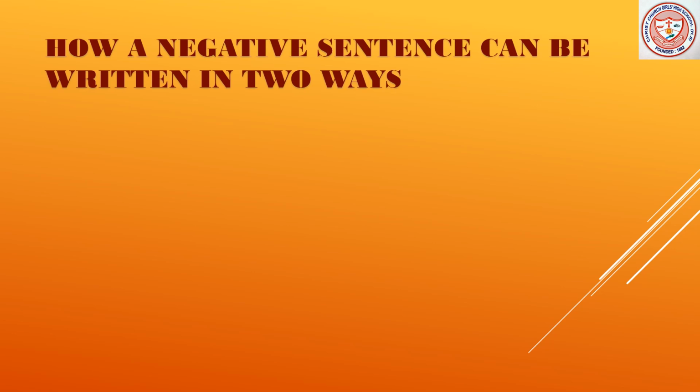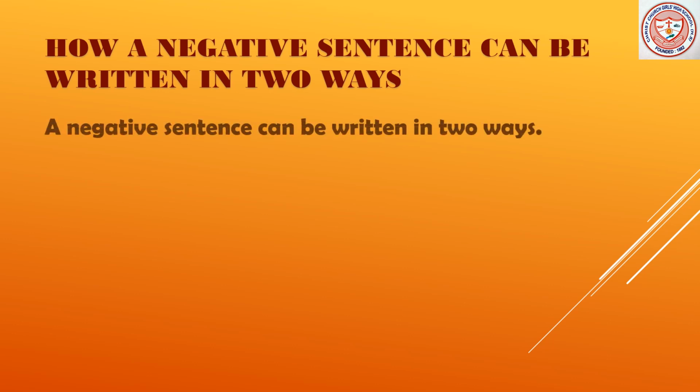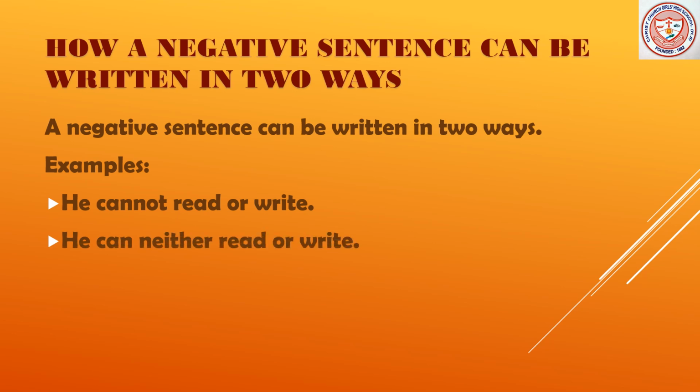Now, we will study how a negative sentence can be written in two ways. So, students, a negative sentence can be written in two ways. And we will go through some examples to understand this particular point. So, let's see some examples. What is the first one? He cannot read or write. And what is the second one? He can neither read nor write.